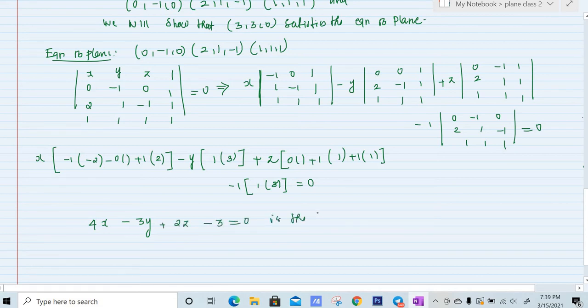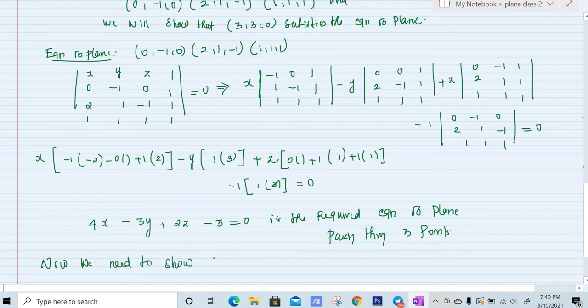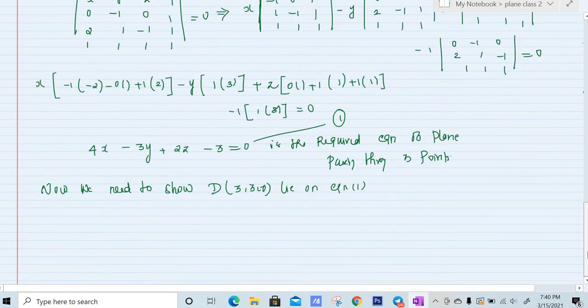This is the required equation of the plane passing through 3 points, right? Now we need to show that the fourth point, that is point D (3, 3, 0), lies on equation 1. Let's say this is equation number 1. Now we'll just substitute this x, y, z in the equation.